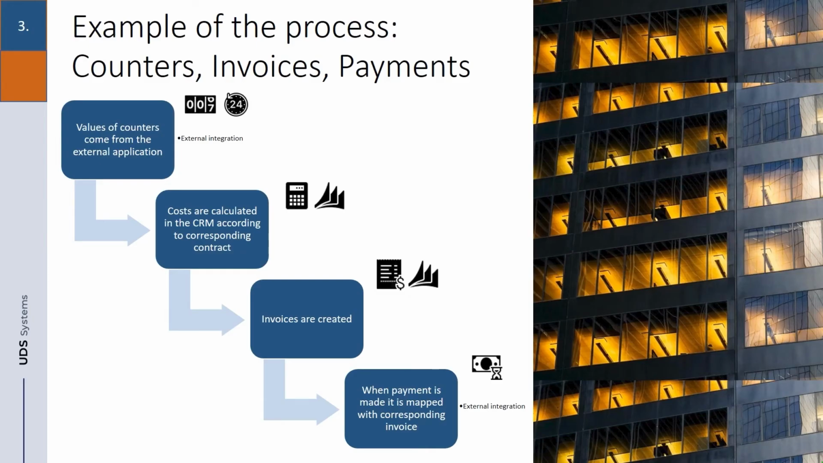Functionality and process overview. Here you can see an example of a process with external integrations. There are counters. Values come from the external application. Then the cost of the contract is calculated in the CRM. After that, an invoice payment is created. When the invoice is paid, the integration creates a payment in the system. After that, this payment is mapped with the invoice.